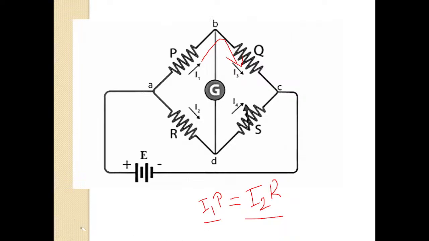That means this I1 is equal to what? I3. That's what I'm trying to write here. I1 is equal to I3. Similarly, I2 is equal to what?